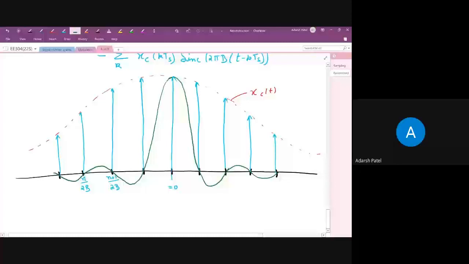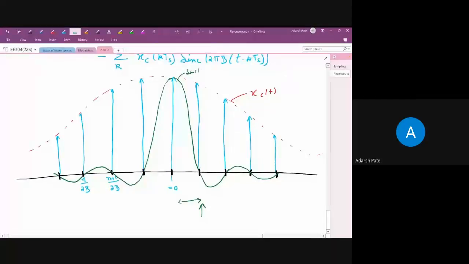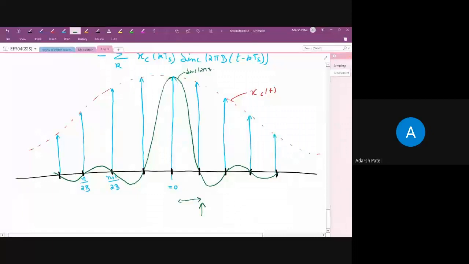Now, what will happen at t equal to Ts? At t equal to Ts, it will be shifted by Ts, that is this duration. So the impulse will be sitting at this point, and then the sinc will be shifted by Ts. This is sinc 2 pi b t. Let us write 2 pi b t.